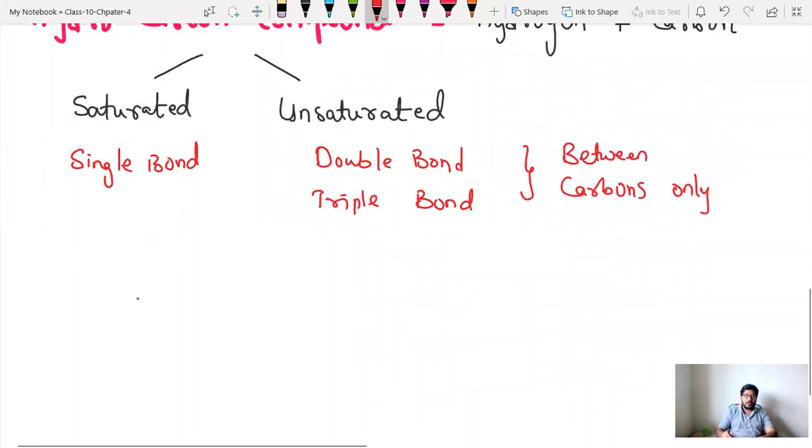So single bond, you know how to represent? That is represented like this. Double bond is represented like this with 2 lines. Triple bond is represented with 3 lines.